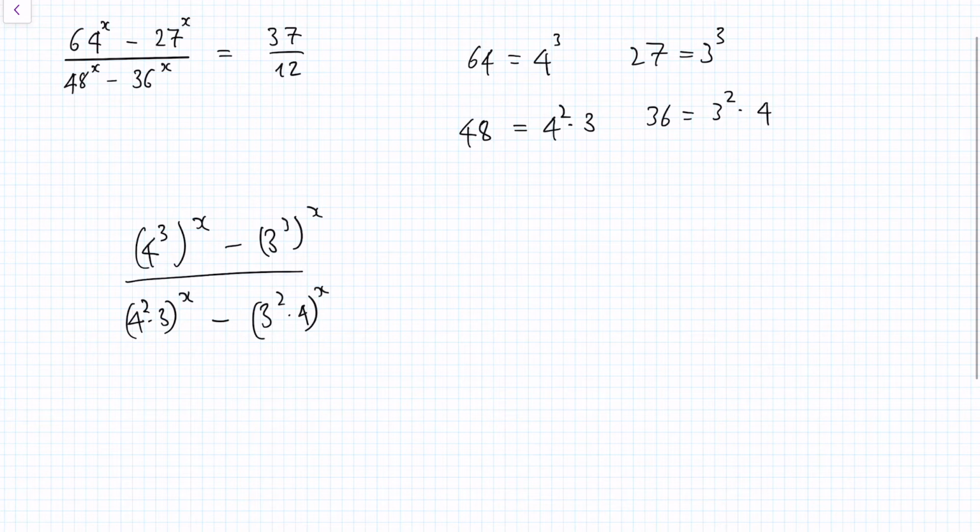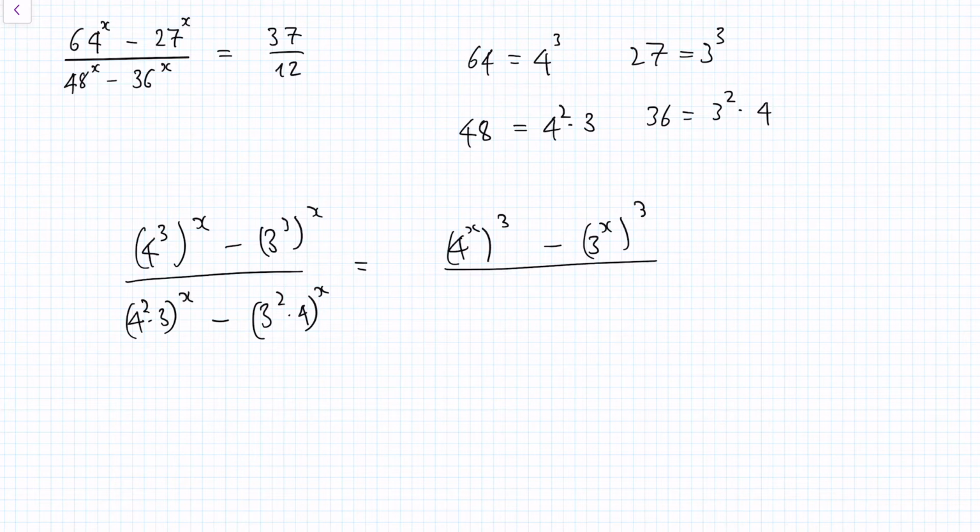which is equal to, we can rewrite it as 4 to the x, power of 3 minus 3 to the x, power of 3, divided by, that would be 3 to the x times 4 to the power of x squared, minus 4 to the x times 3 to the x to the power of 2, right? And that's equal to 37 over 12.